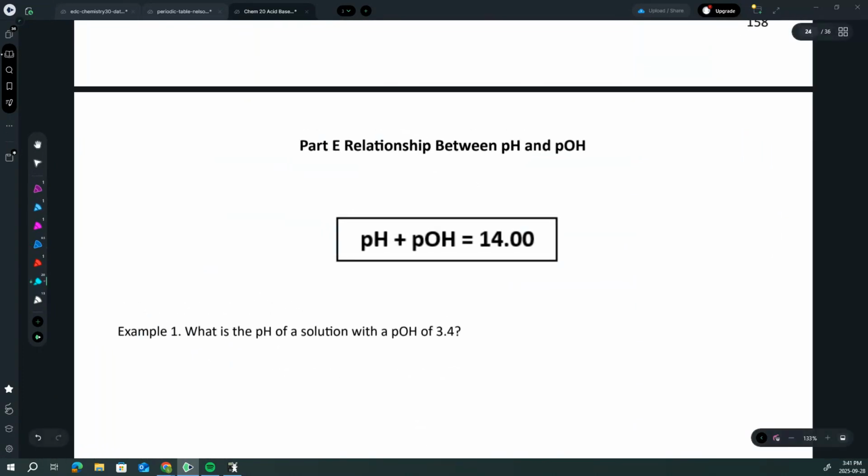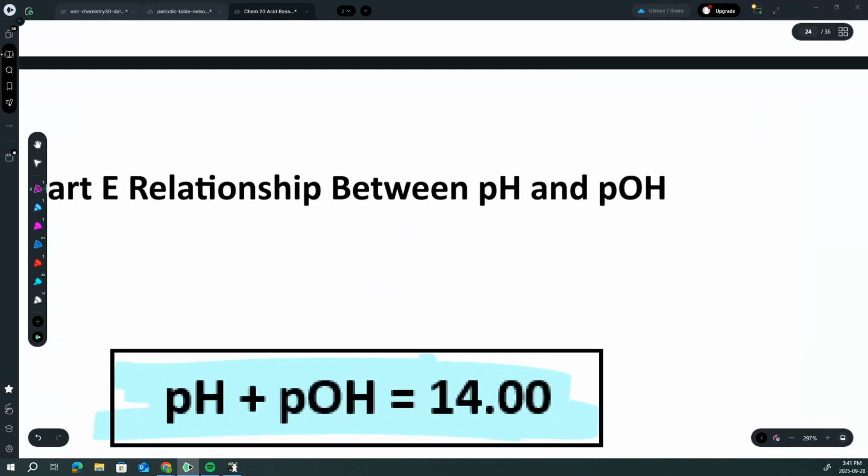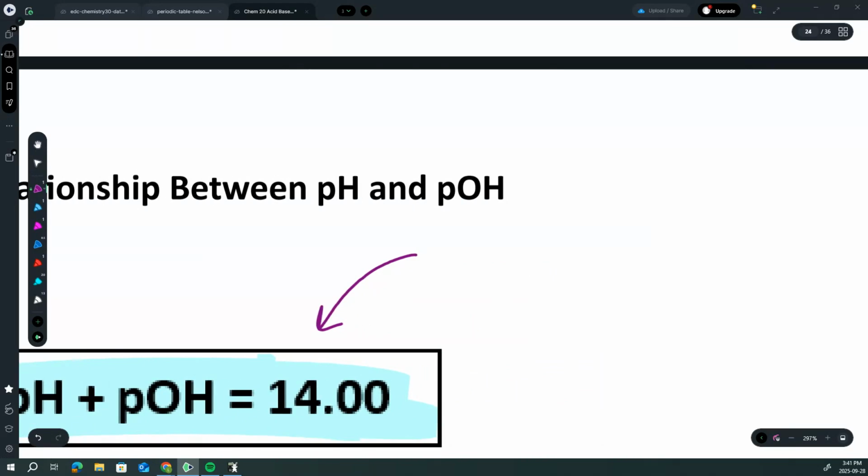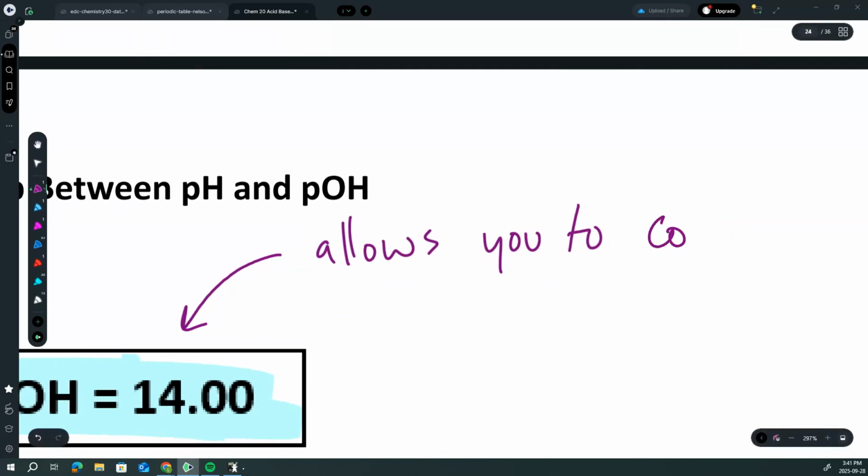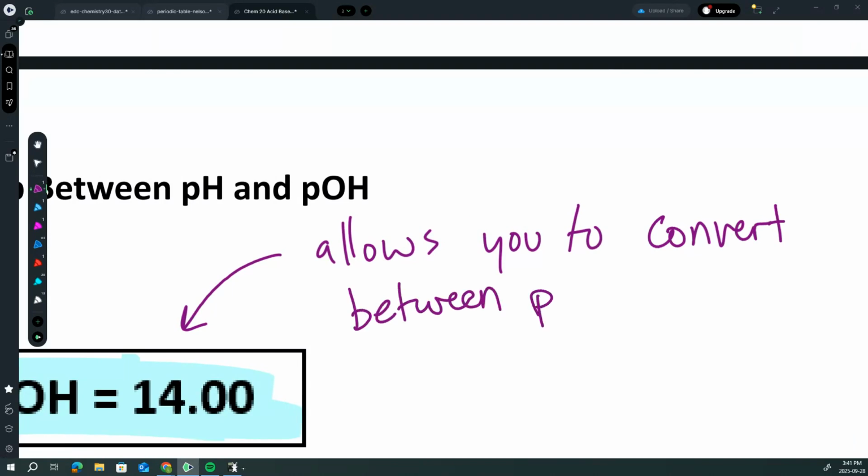Okay, so in this next part here, this is going to be what you can use to convert between pH and pOH. Okay, so this is a pretty important formula. Let's make sure we highlight it. So the whole purpose of this formula is that it allows you to convert between pH and pOH.